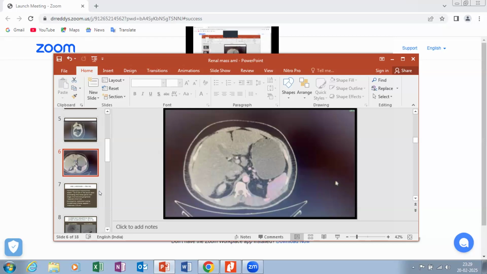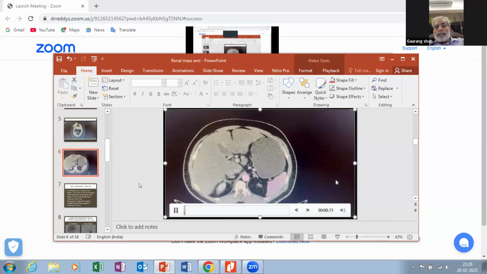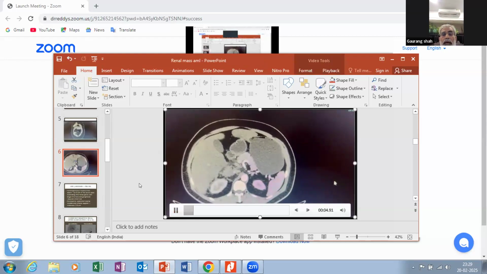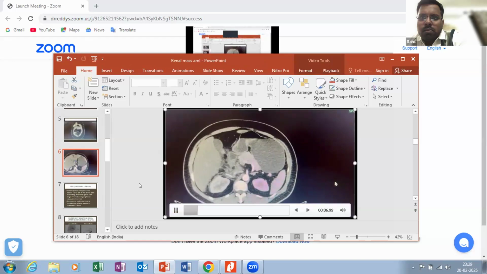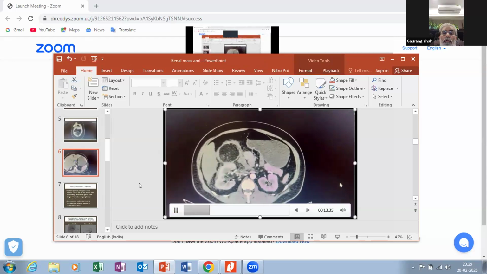Take a look at the scan once again. Brijesh, play it once. Aditya, Dr. Rathore, do you see properly? Sir. What do you want to do?